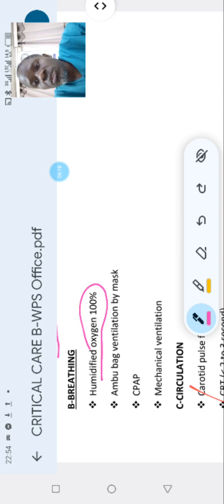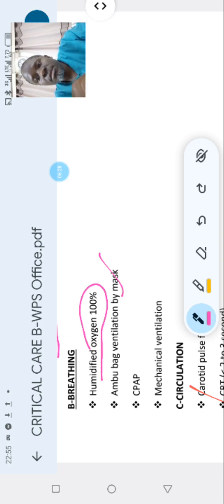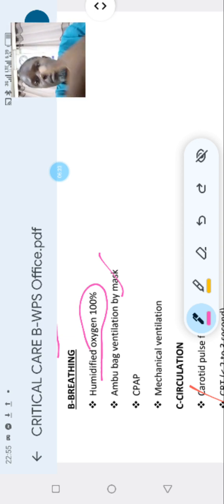So you can also use other devices. Let's look at the devices under breathing which you can use to give oxygen. So number one, we have the bag and mask. That bag and mask, it's that device whereby you're bagging and then there's a mask. So as you're bagging, there's a mask there. You're trying to provide oxygen to the patient.